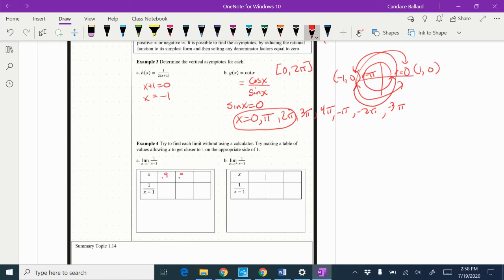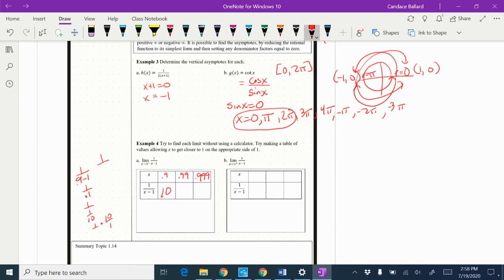0.9, and then maybe 0.99, and then maybe 0.999. So if I start putting that in here, I'm going to do some scratch work over here. 0.9 minus 1, well, that leaves me with 0.1. 0.1 is 1/10, and then if I flip and multiply that, I get 10 over 1, or just 10.